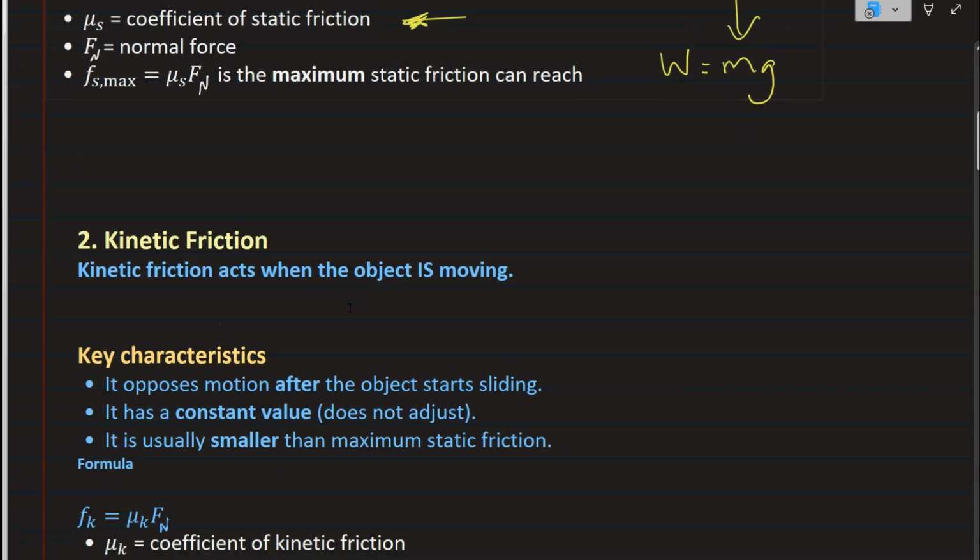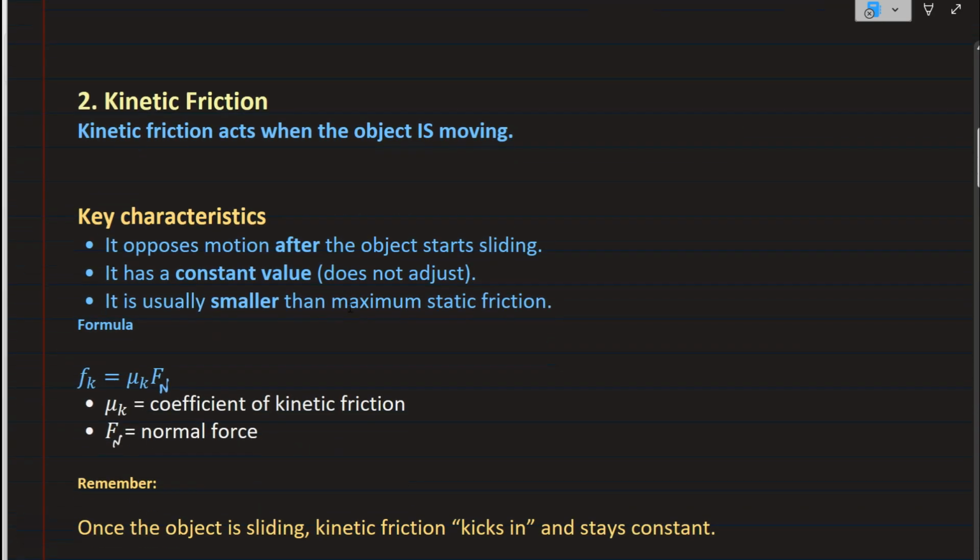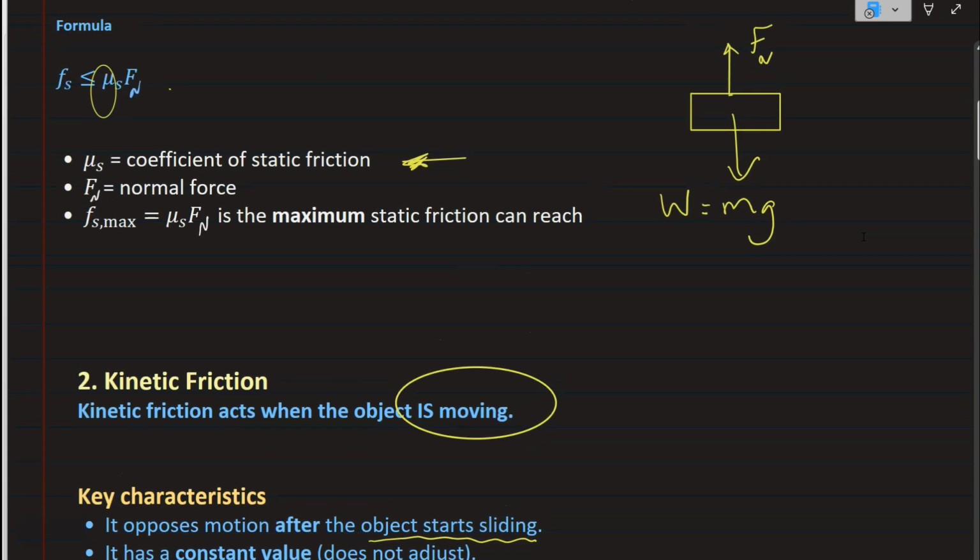Now, the kinetic friction, let's look at that. The kinetic friction acts when the object is moving. So when it starts moving, kinetic friction takes over and it opposes motion after the object starts moving. It has a constant value. The value doesn't change.